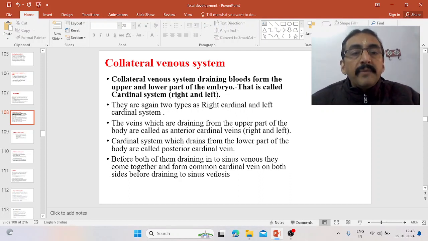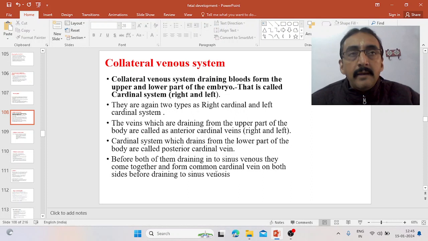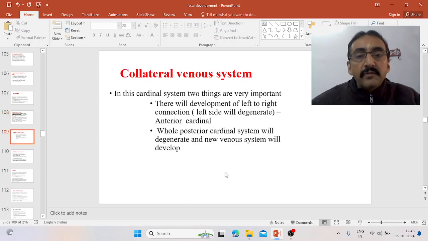So these are again divided into right and left cardinal systems. The veins draining from the upper part of the body are called anterior cardinal veins, again right and left, just like the arteries. The cardinal system which drains the blood from the lower part of the body is called the posterior cardinal vein. Before both of them drain into the sinus venosus, they come together and form a common cardinal vein on both sides.